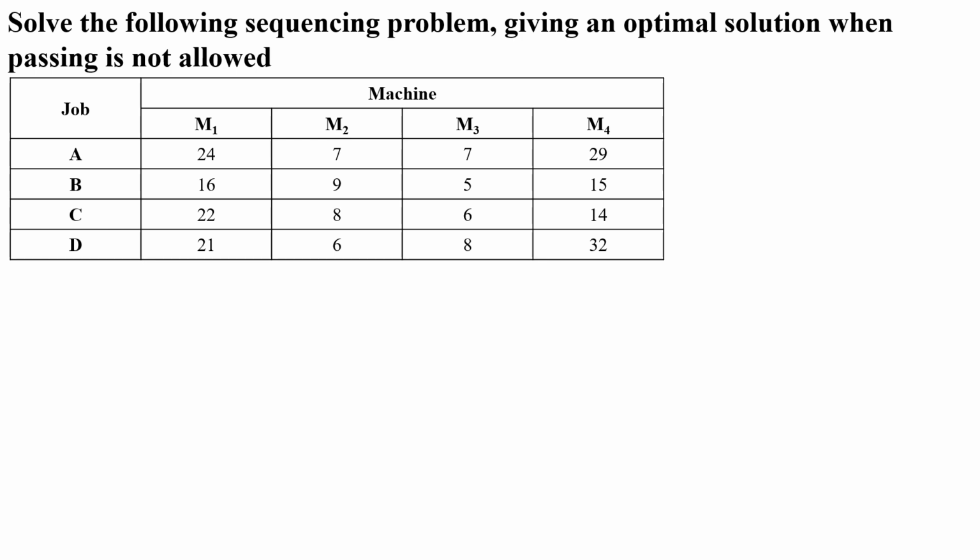In the present video, we will solve the n jobs through k missions sequencing problem. Let's see the problem. Solve the following sequencing problem, giving an optimal solution when passing is not allowed. Here given the 4 jobs A, B, C, D, which is more than the 2 jobs. And similarly, it is given the 4 missions M1, M2, M3, M4. So it is also more than the 2 missions. So the given problem belongs to the n jobs through k missions sequencing problem. Let's see the solution.